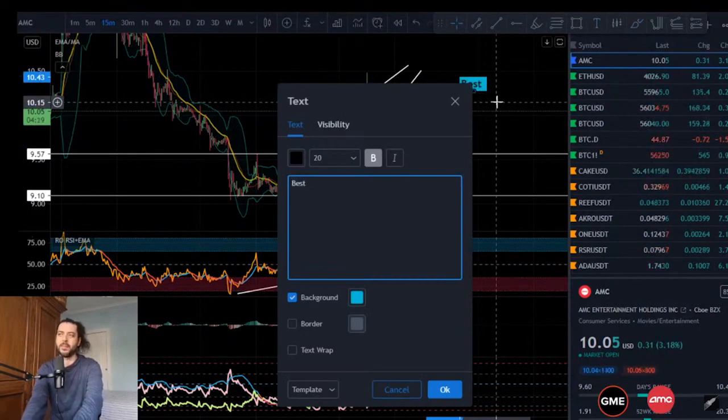Okay, best buy zone if no downward momo, as in momentum.